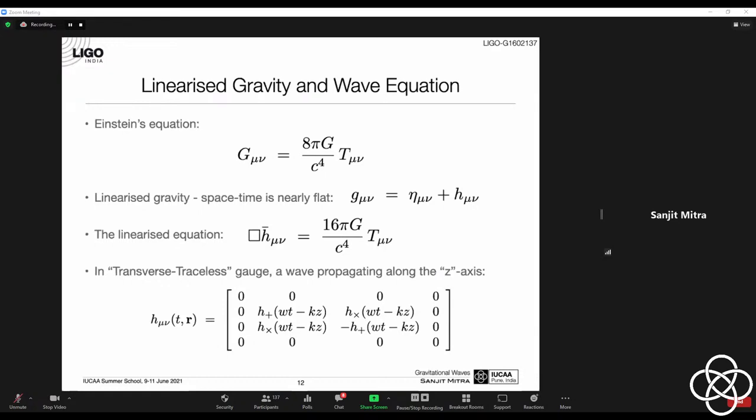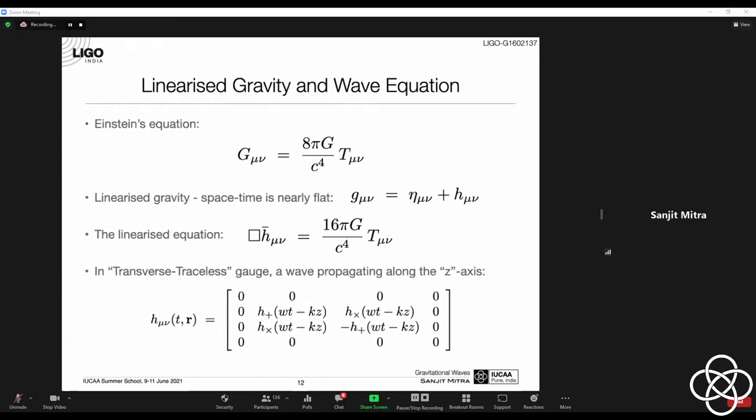That is what I'm saying, that if you choose the coordinates properly, then you can make them zero. That is, in this transverse traceless gauge, they become zero. It is not any very special thing, meaning it is still a generic choice of coordinates, but there you can make all these components zero. That's what is happening here.